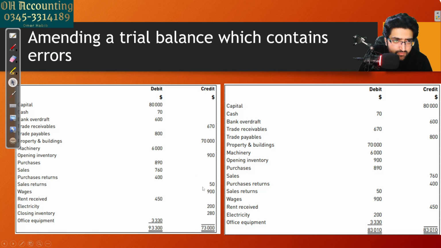Moving on. So see, we are supposed to know how to amend a trial balance which contains errors. So this one on the left hand side is a trial balance with errors. One second, let me bring my pen here. Is it okay? Yes, it's working. So this is a trial balance with errors, and this is the corrected trial balance. Okay, so they expect us to know how to correct a trial balance. This is the corrected one. So as you can see, the debit total and credit totals are not equal, which simply means there are mistakes within this trial balance. So let's see.